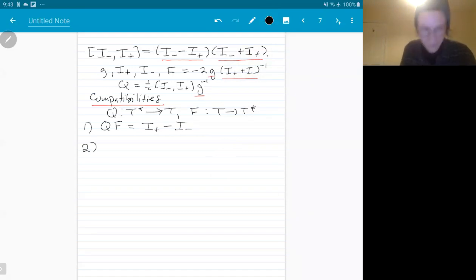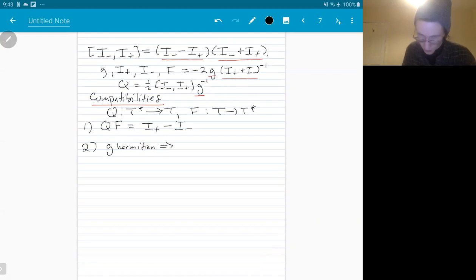And then the second one, well, G is Hermitian with respect to both I plus and I minus. And we've formed F by combining the two. So the fact that G is Hermitian implies that F satisfies what's like a joint 1-1 condition, which is that F I plus I minus F is 0.